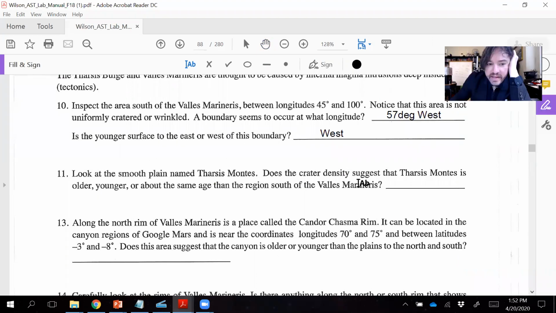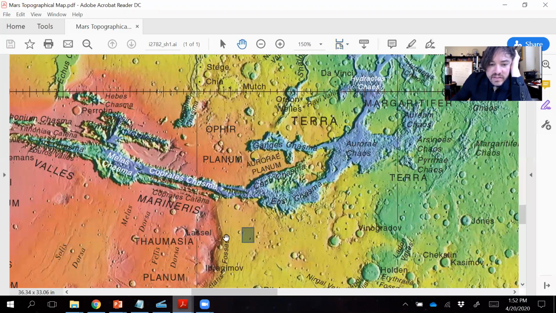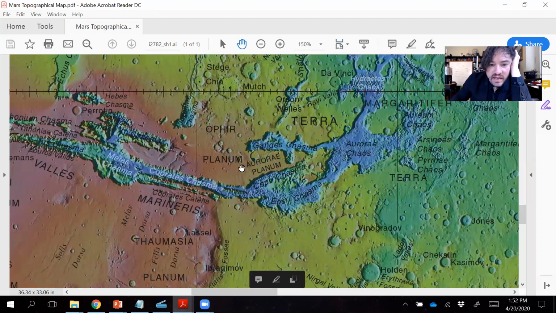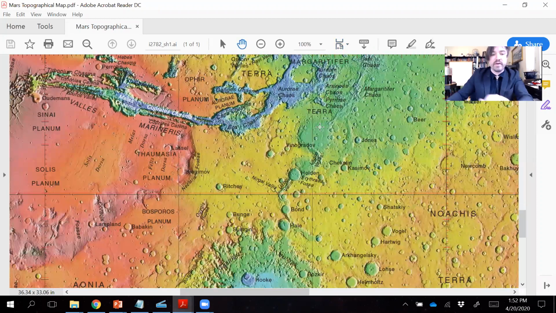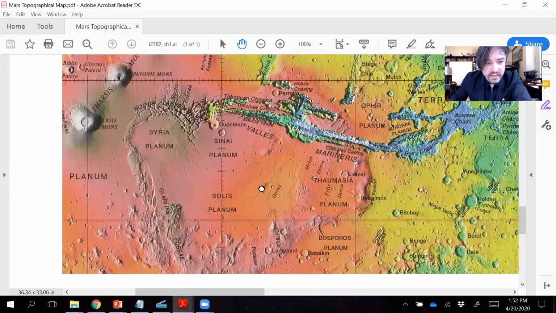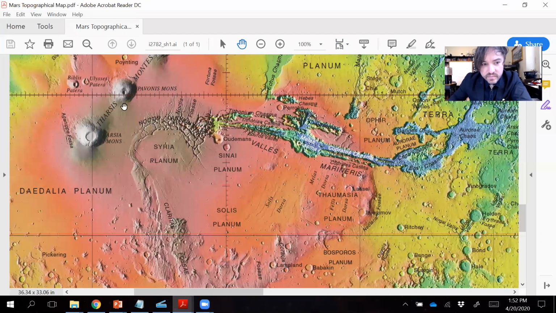Look at the smooth plain named Tharsis Montes. Does crater density suggest that Tharsis Montes is older, younger, or the same age as the region south of Valles Marineris? In other words, they want us to now compare this region south of Valles Marineris to the Tharsis Montes plains up over here. Do the plains here surrounding the volcanoes look younger or older than the plains down here south of the canyon? Younger? Yeah, they're much smoother. So let's get that down.